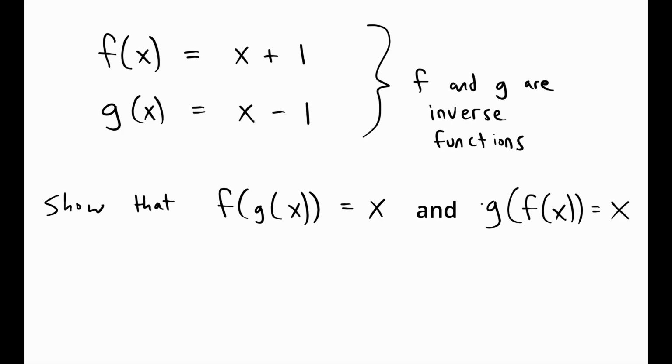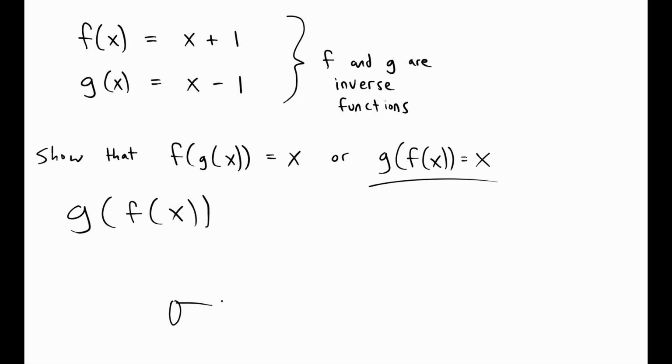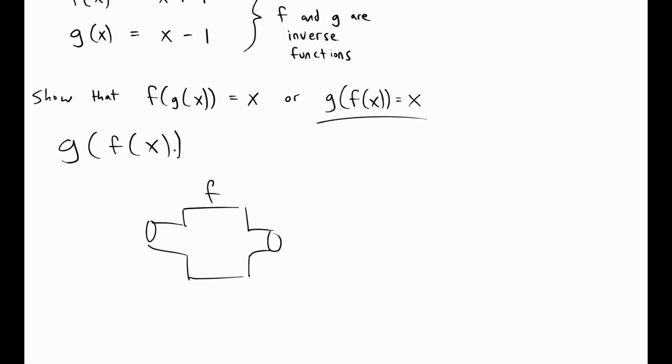If I do, let's say, g(f(x)), I'm talking about my first machine is f. And what f does is it takes the input and adds 1 to it. So if you put an x in on the left, you get out x plus 1. Just as a number example, like if you put in 3, you get out 4.